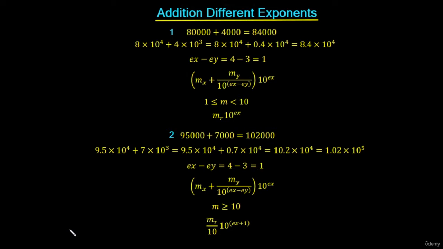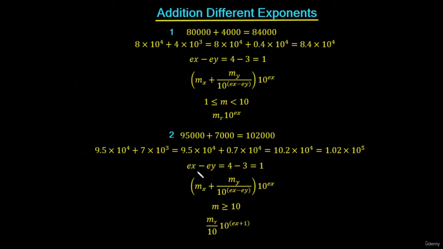Now in this video we're going to extend our number of additions that we can do, and we're going to look at adding numbers that are in different exponent ranges. So let's look at a few examples, and from those examples we will build up a general algorithm that will allow us to add all numbers.